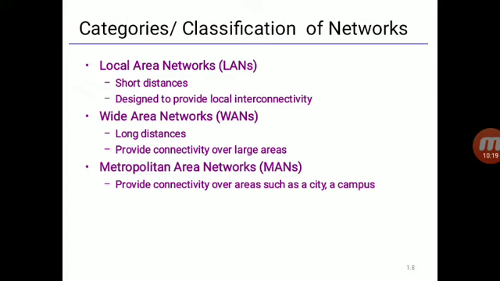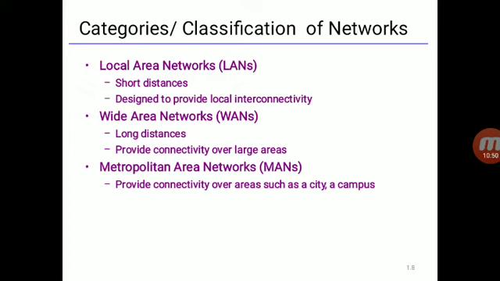So LAN is generally for a short distance and designed to provide local connectivity. The best example is the connectivity of the laboratories, or the connectivity of your lab, or simply we can say the connectivity of all the computers in your college or in your office, that we consider as a LAN. WAN is for a longer distance. It provides you the connectivity over large areas.